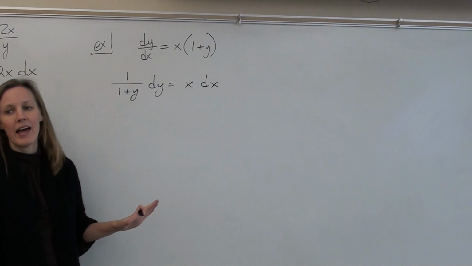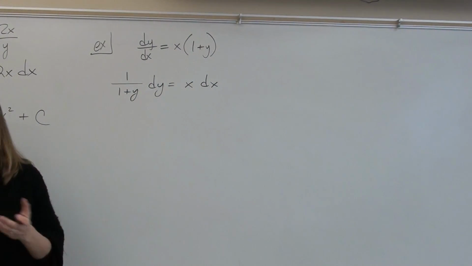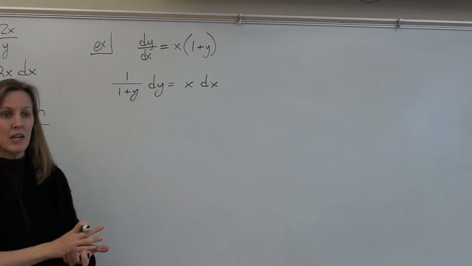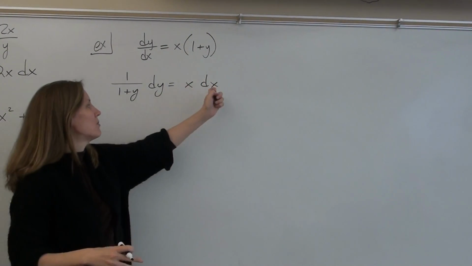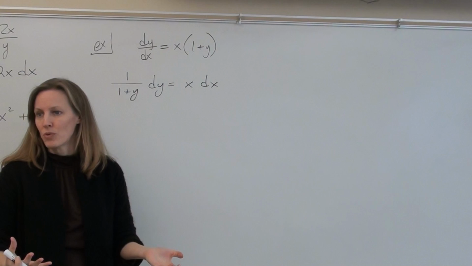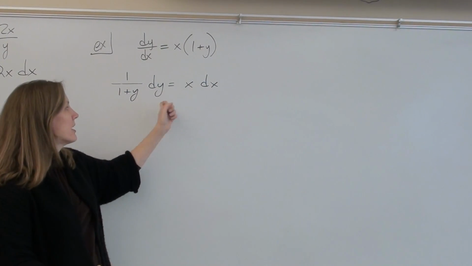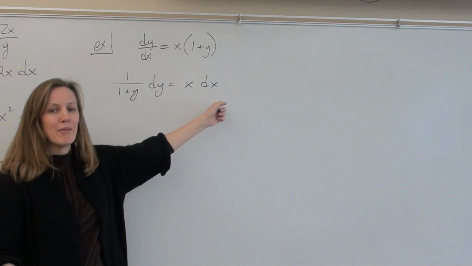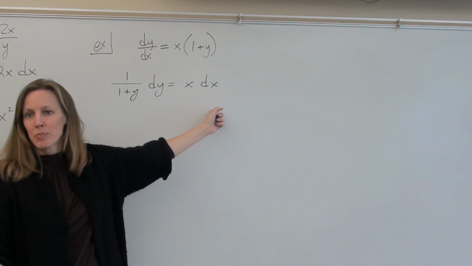You can never add a dx or a dy. You can't have x plus dx. It has to be x times dx, because this is, remember, height times width. This is an area formula. You can't have height plus width. It has to be height times width, right? So it's always times the dy or the dx, never plus.